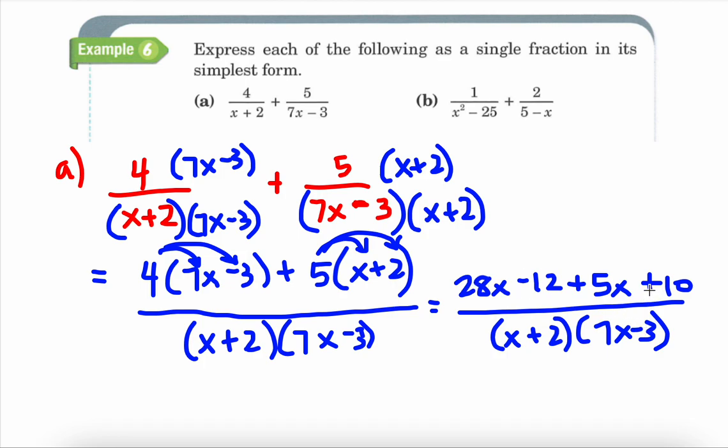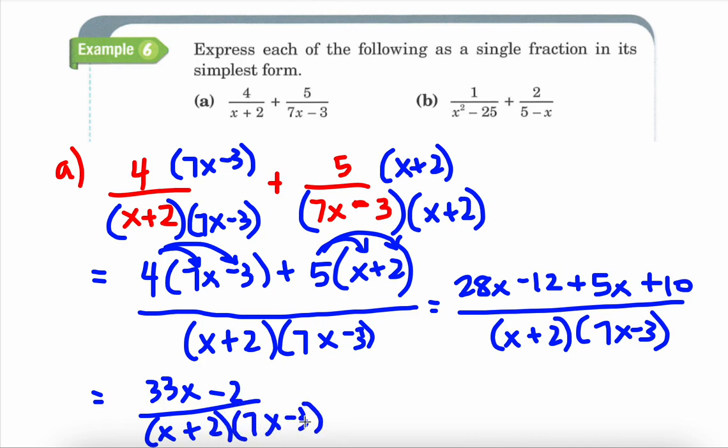Okay, so this is what I get. I can simplify. I can combine my like terms. 28x plus 5x would be 33x. And then negative 12 plus 10 is minus 2. And then again, I'm going to keep my denominator like that. So I end up with 33x minus 2 over x plus 2 times 7x minus 3. I'm going to keep it like that.